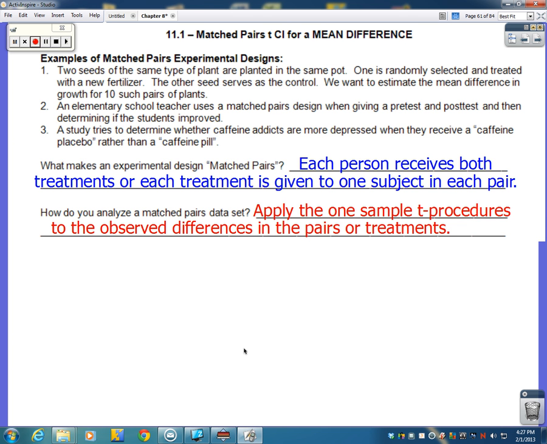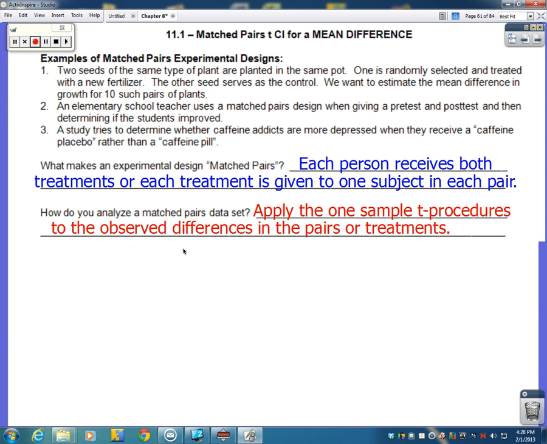So what makes an experimental design a matched pairs? Well, each person receives both treatments, or each treatment is given to one subject in each pair. Now, if we do it more this way, the two subjects must be pretty similar to each other to begin with, maybe twins, or they have been predetermined to be very similar in some respect. So when we were talking about the plants up here, obviously we cannot do it to the same exact plant, but we were doing it to the same variety of plant. The elementary school teacher used the same student with both tests, a pre-test and a post-test, and giving the same subject a placebo pill rather than a caffeine pill. So they receive both treatments.